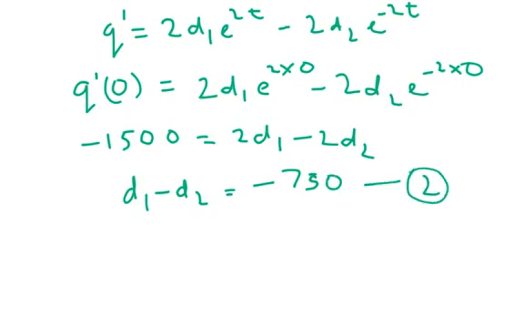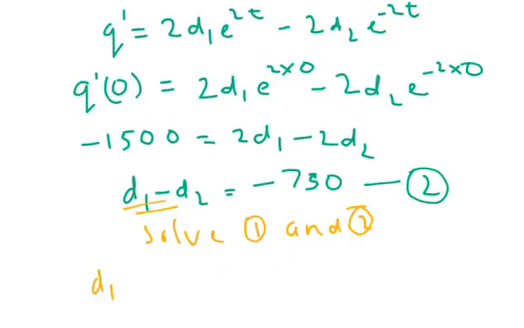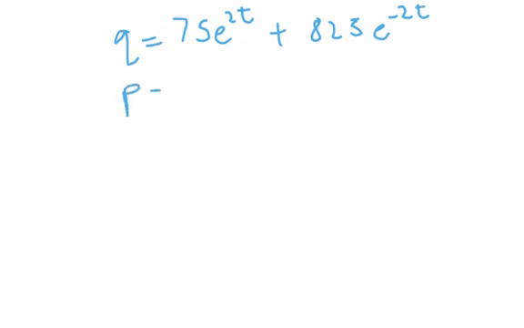This is equation 2. So when we solve this equation and this equation, we get d1 is equal to 75 and d2 is 825. So we rewrite the q equation as q is equal to 75 e raised to 2t plus 825 e raised to minus 2t, and p, which we had derived earlier, was minus 150 e raised to 2t plus 1650 e raised to minus 2t.